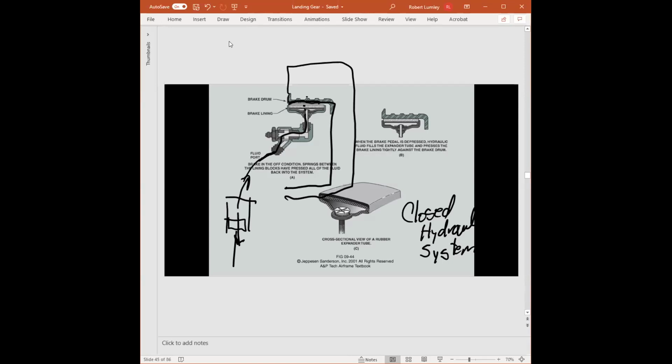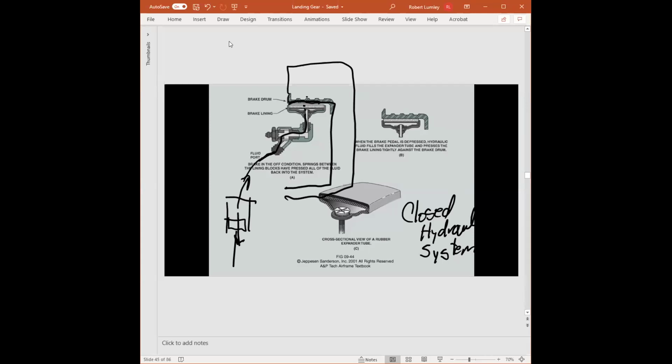But hydraulic fluid will want to expand and contract by temperature. Well, this is what would happen then. A pilot would apply the brakes, push the piston in, fluid goes, expands the expander tube, the brakes start to drag. Now, what's supposed to happen? When we release the brakes, the fluid is drawn back into the master cylinder and thus releases the brakes.